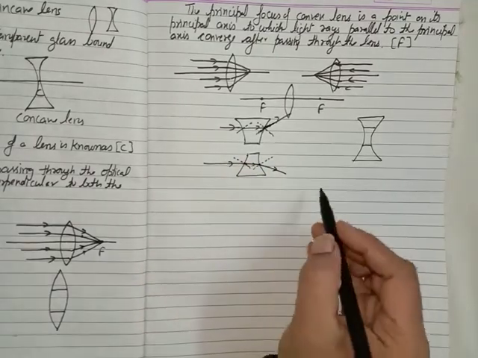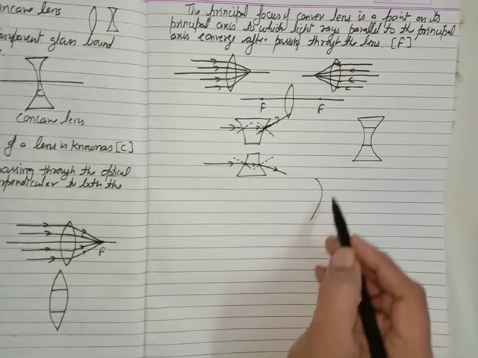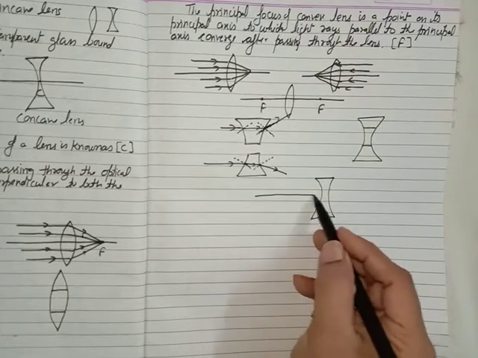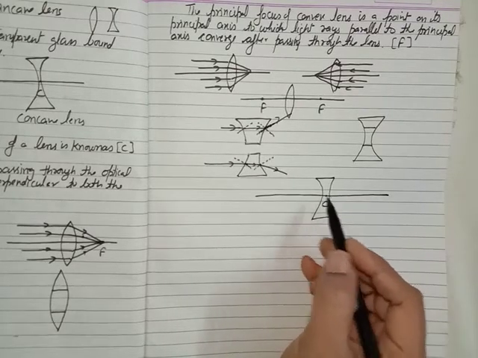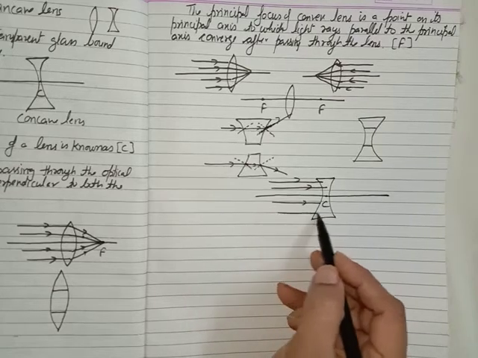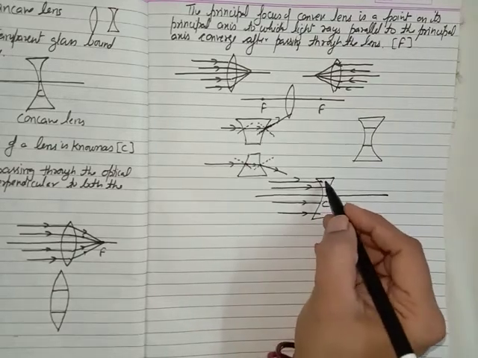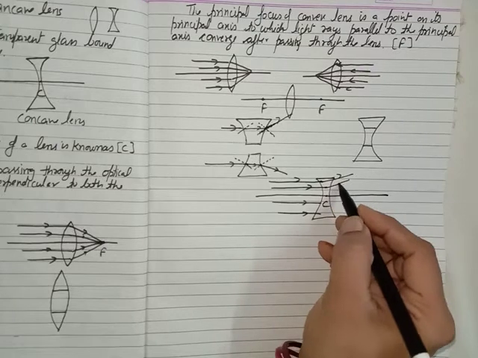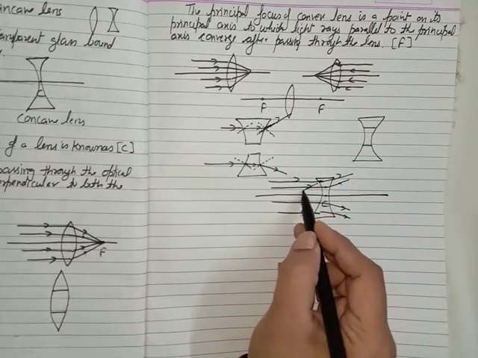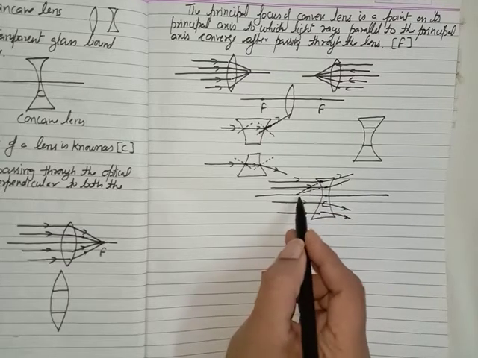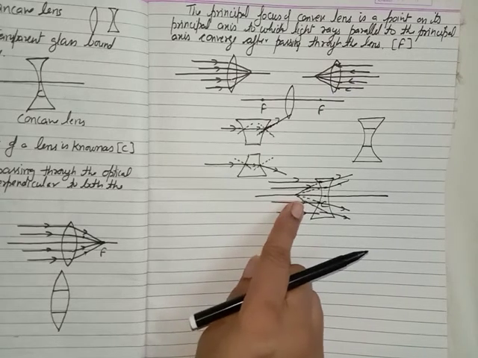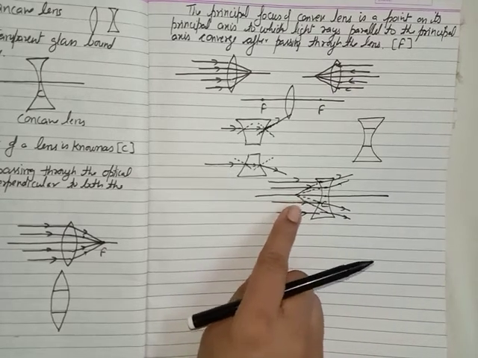It means in case of a concave lens, what will happen? The light rays which are coming initially parallel to the principal axis, this is the principal axis which passes through the optical center, and these are the light rays coming parallel to the principal axis. What will happen? This light is going to diverge from a point. It appears that it is diverging from this point, and this point from which the light diverges or appears to diverge is called the principal focus of the concave lens.